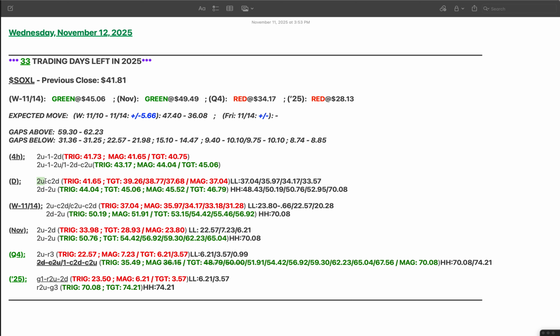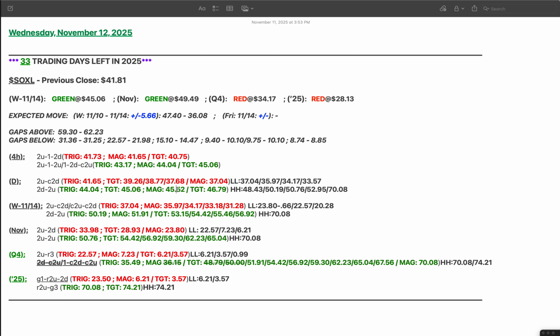Now on the day chart, if we go to the downside, we've got that 2 up combo 2 down triggering at 41.65. The magnitude of the move is all the way down to 37.04, and since that's a pretty decent move, we've got some intermediate targets on the way down just in case we're going to make that higher low on the 4-hour perspective. That would keep us from going too far down on the day, right? So if we go to the upside, then we would have the 2 down 2 up triggering at 44.04 with a magnitude of 45.52. But because we've got those levels I talked about before to fight through, we've got an intermediate target at 45.06.